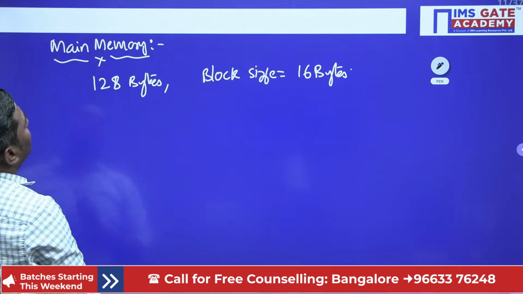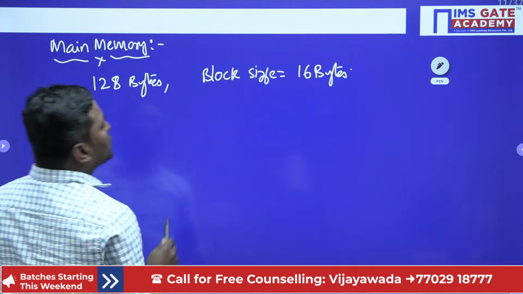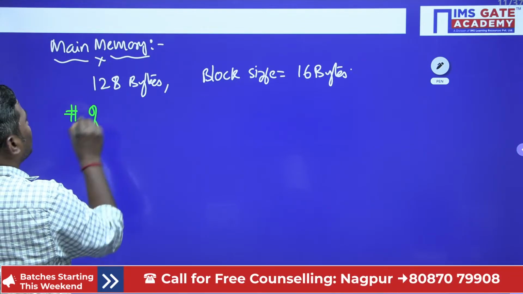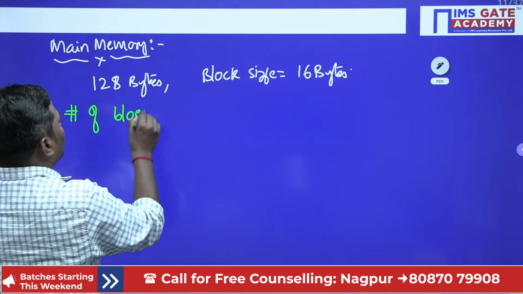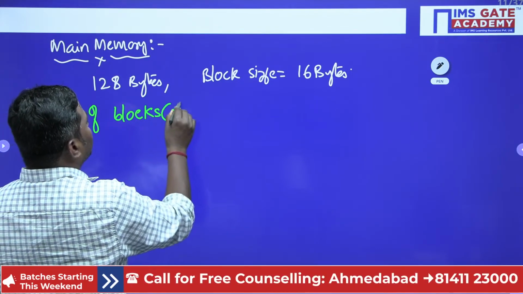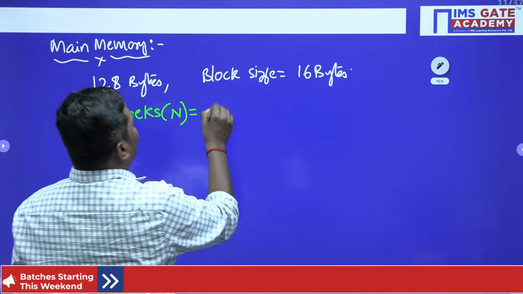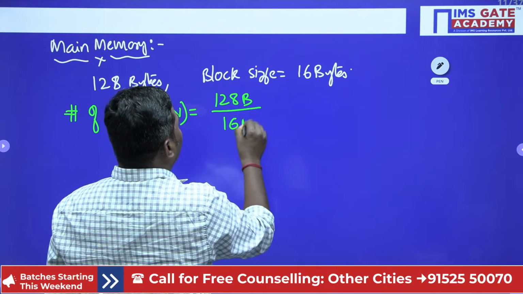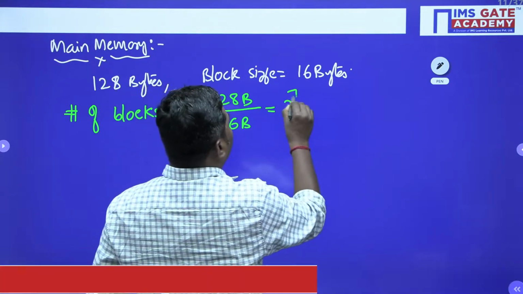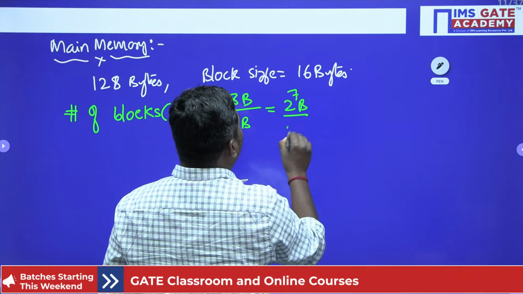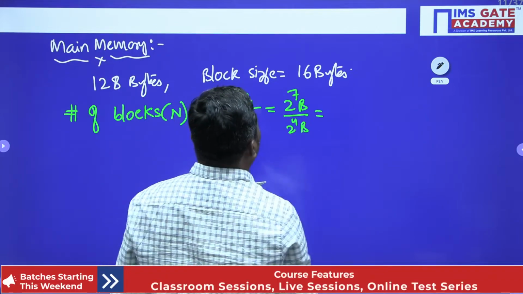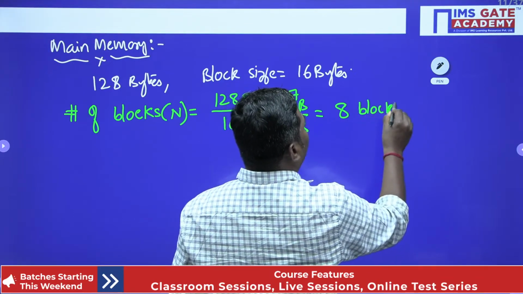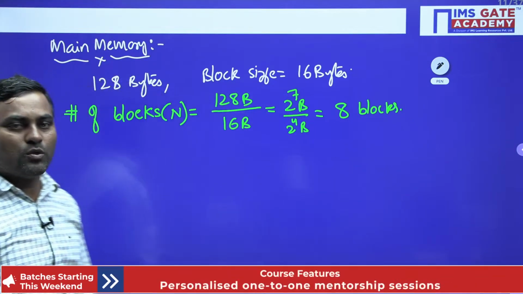I am taking 128 bytes of main memory, and the block size is 16 bytes. How many blocks will we get? The number of blocks, which I indicate as n, equals the total size of the main memory, 128 bytes, divided by 16 bytes. We can express this as 2 power 7 bytes divided by 2 power 4 bytes, which is 2 power 3. That means 8 blocks we will get.